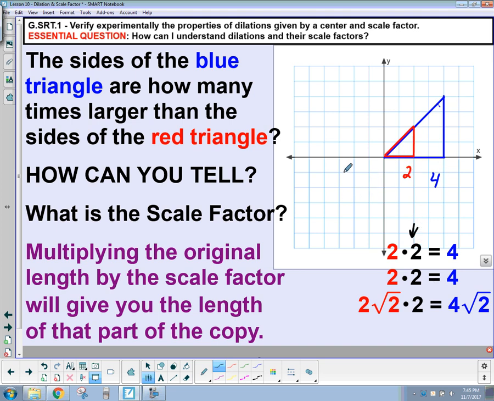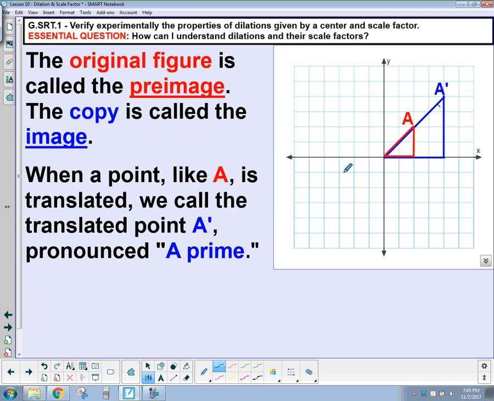I know this sounds easy because it is. So, some vocabulary. The original figure is called the preimage. The copy is called the image. When a point like A is translated, we call the translated point A prime. Not Optimus Prime, just A prime. Okay? So, A preimage, blue image. After the dilation.